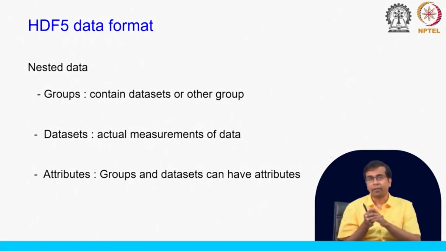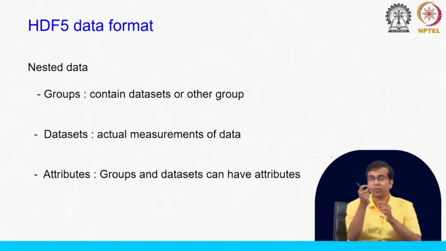It is a nested data format, which means you have groups, and these contain data sets or other groups. You have data sets, which are the actual measurements, and you have attributes for groups and data sets. What are these terms actually? You can think of this nested data in terms of the file system in Windows. You have a directory, and under this directory you can have a file or a subdirectory. Under that subdirectory you can have, let us say, 2 files and another 2 subdirectories. Similarly, this is like that system.